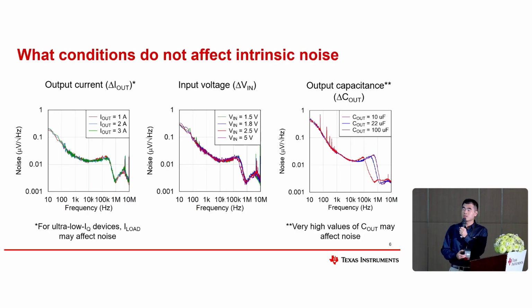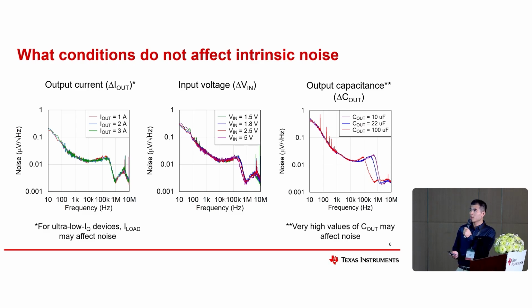So what conditions do not affect internal noise? Let's talk about these three parameters: output current, input voltage, and output capacitance. From this curve, as the output current increases, the curve is nearly the same. But there is an exception. For some ultra low quiescent current LDOs, the load current will increase the noise. This is the exception, but most LDOs do not have this influence.